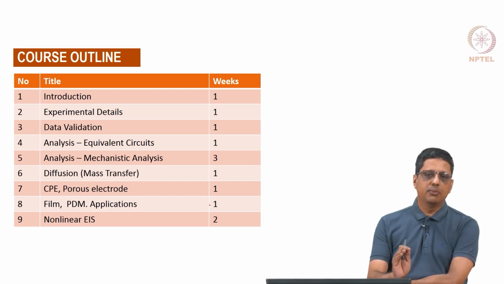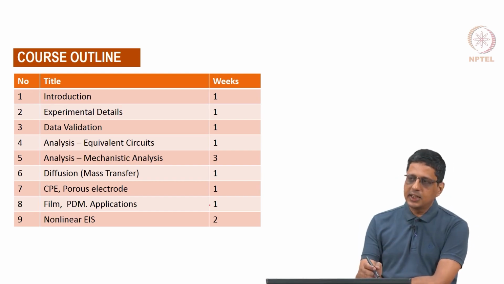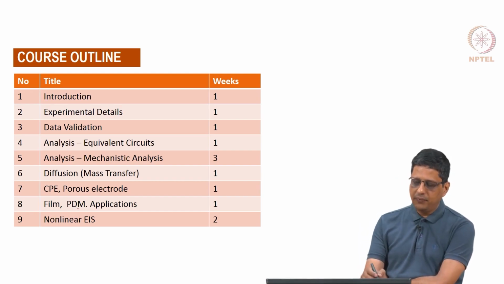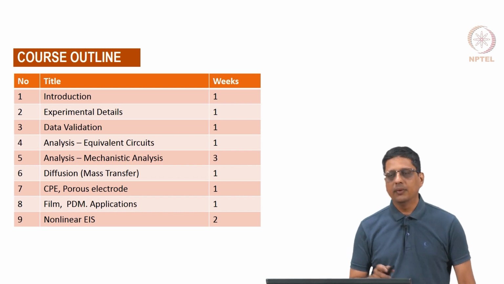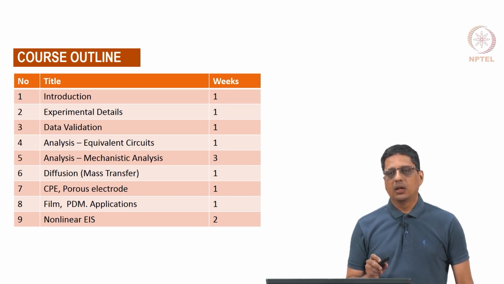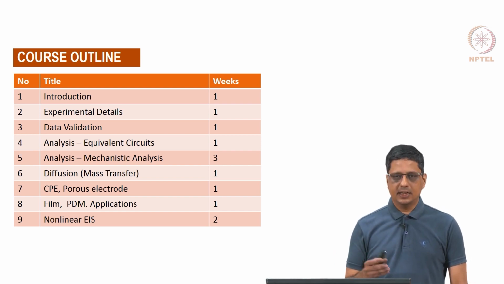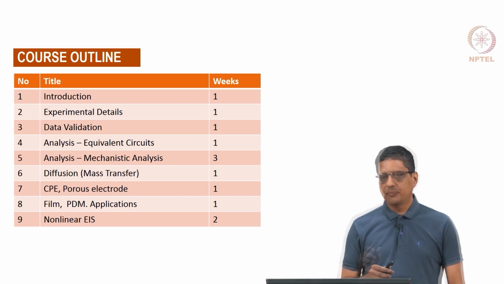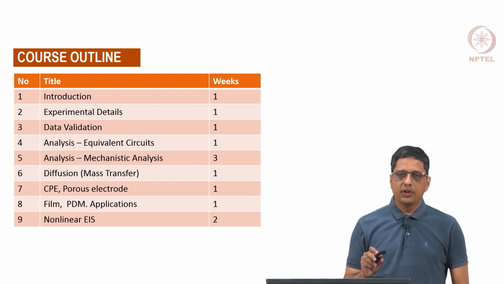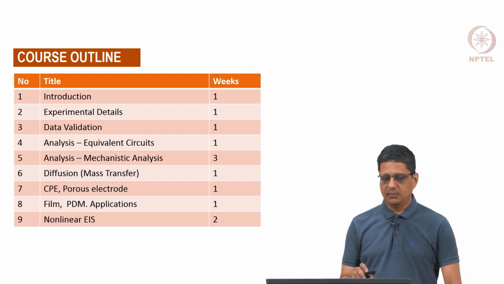What if there is a film on top of this electrode? Okay, that is described by a model called point defect model and few applications. Okay. We will spend a week on that, and the last 2 weeks I want to spend on a technique called nonlinear EIS. It is an extension of this EIS technique, and that is one of the newer fields. So, a couple of weeks giving you theoretical background as well as some hints on the experimental aspects.